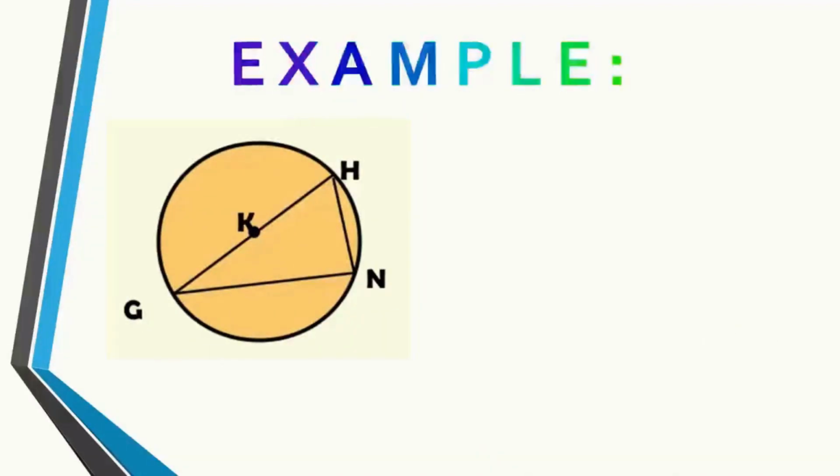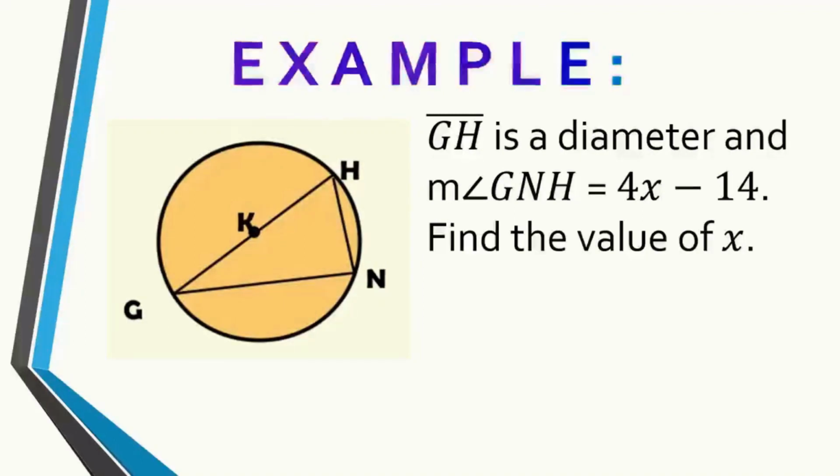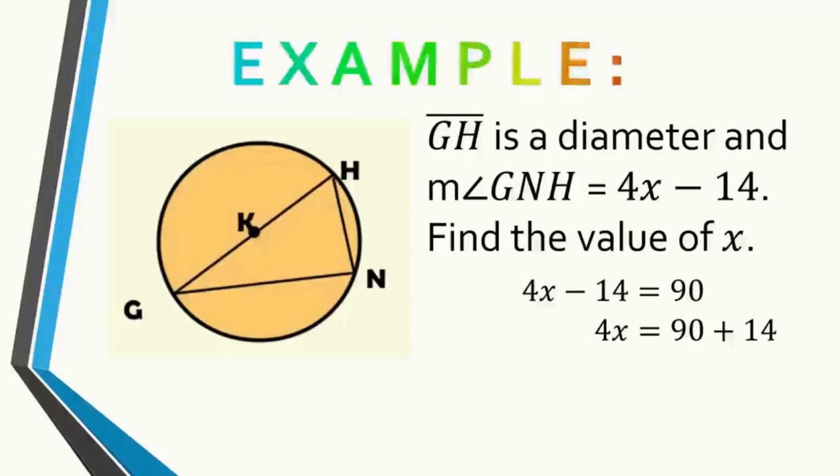Another example. In circle K, line GH is a diameter, and the measure of angle GNH is equal to 4x minus 14. So, find the value of x. So, the angle GNH is an inscribed angle, and its intercepted arc is a semicircle. So, our equation would be 4x minus 14 is equal to 90, since GNH is a right angle. So, transpose negative 14, then that will become 4x is equal to 90 plus 14. And then, 90 plus 14 is 104. And then divide both sides by 4. Then x is equal to 26.